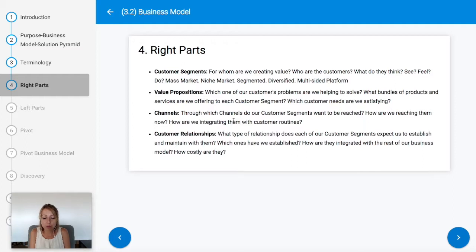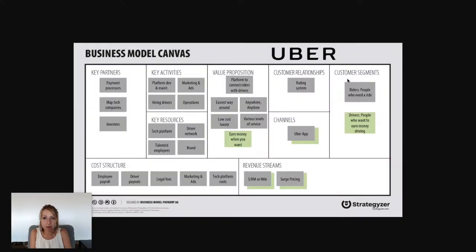And it's very useful to spend time investing in our customers, doing interviews, observing the market, and researching for some information to know if we are addressing a mass market, or maybe a niche market, or we are a segmented, diversified, multi-sided platform, okay? This part of customer segments is very important. Here, with the example of Uber, they put drivers, people who want to earn money driving, and then riders, people who need a ride, okay?